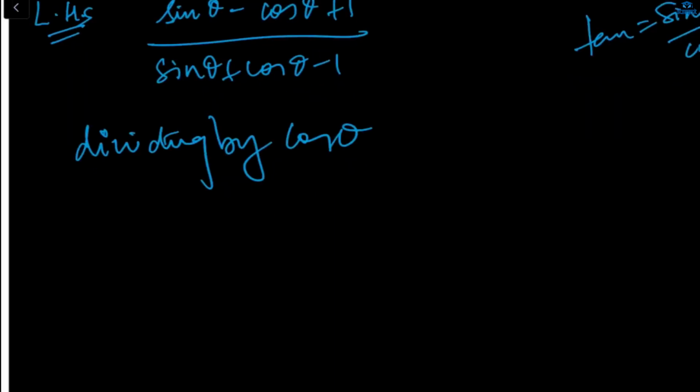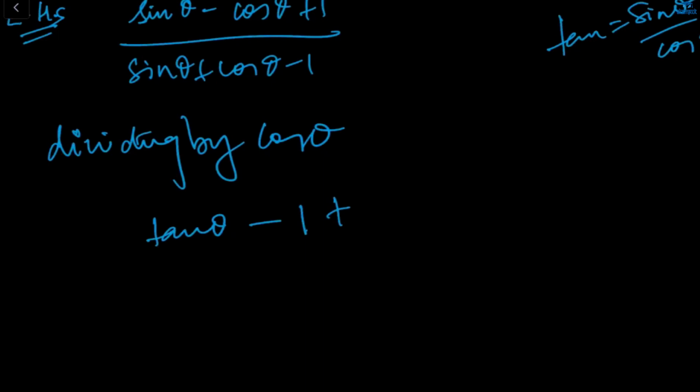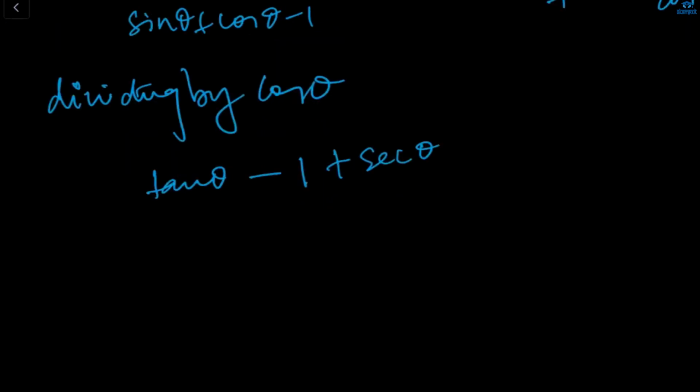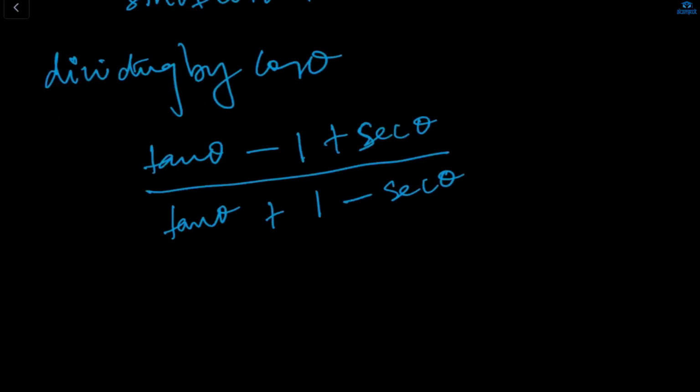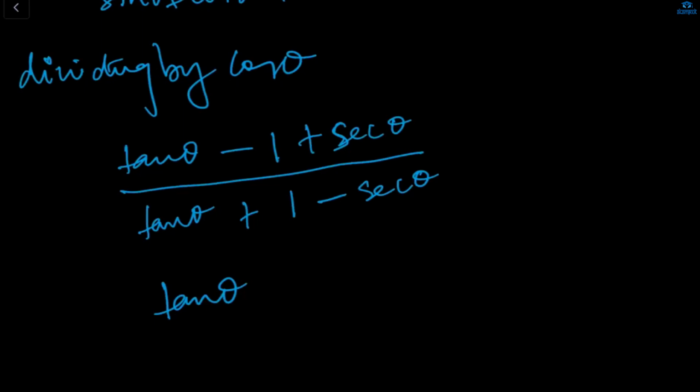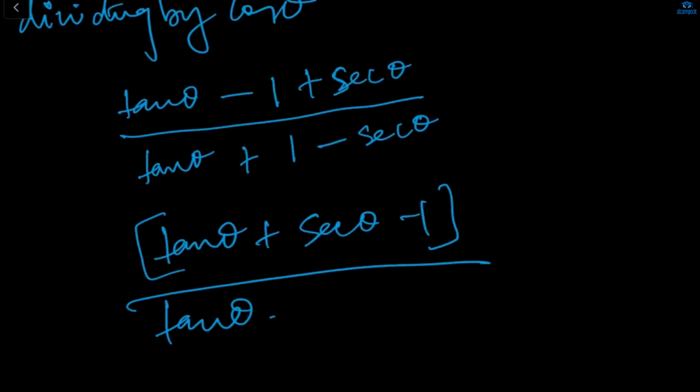So sine theta by cos theta will give you tan theta, minus cos theta upon cos theta will give you 1, and 1 upon cos theta will give you sec theta. Now similarly in the denominator also, because if I'm dividing in the numerator, I have to do the same thing in the denominator. So sin theta upon cos theta will give you tan theta plus cos theta upon cos theta will give you 1 minus 1 upon cos theta will give you sec theta. So we have got this term. Now if you rearrange it, we get tan theta plus sec theta minus 1 upon tan theta minus sec theta plus 1.